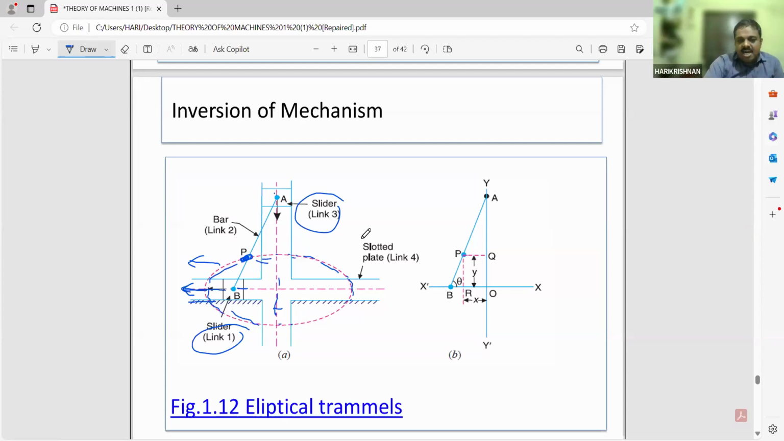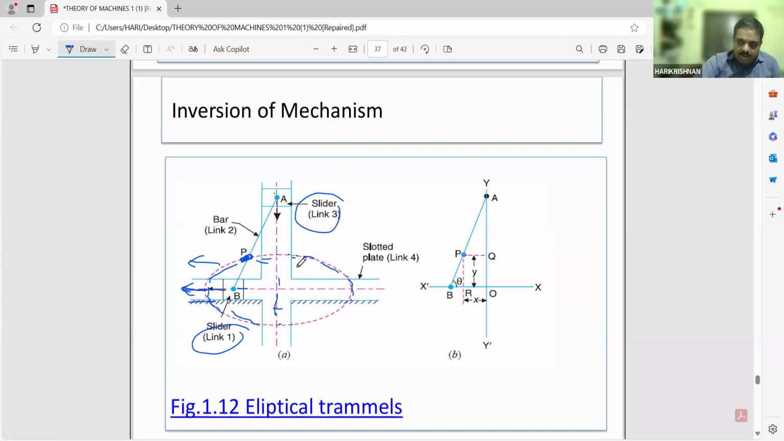That is the specialty of this mechanism. So it will be moving inside like this. This A and B will be moving inside the bar like this. So the pencil attached to it will trace the path of an ellipse. That is known as the elliptical trammel. So this is basically an instrument used for drawing an ellipse.